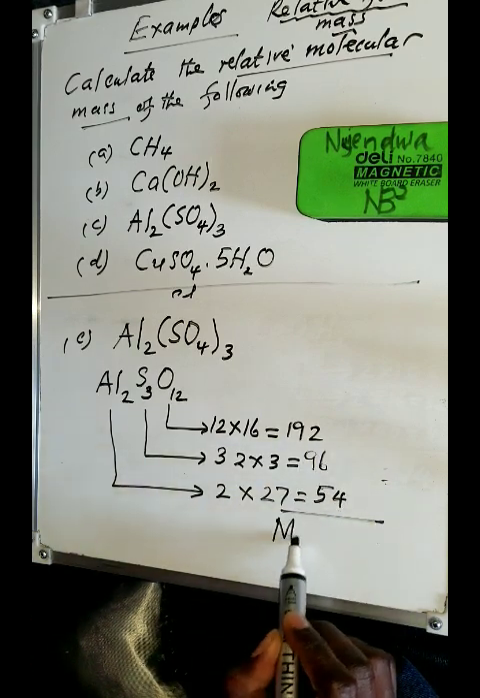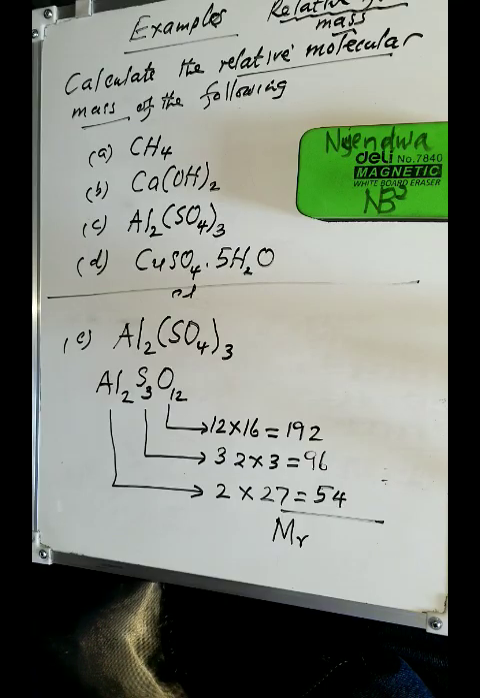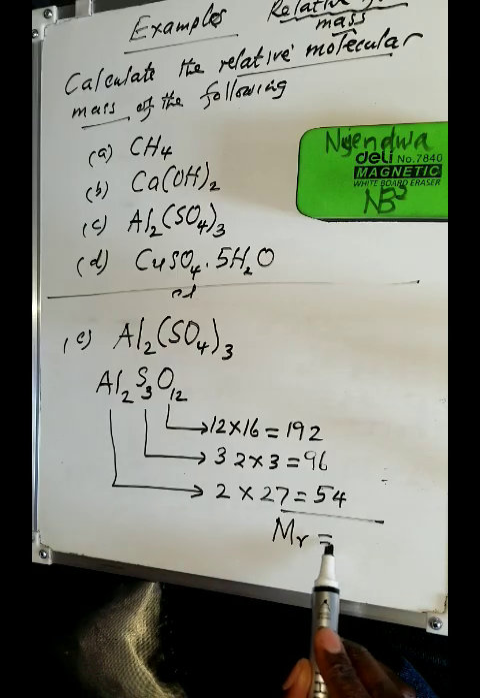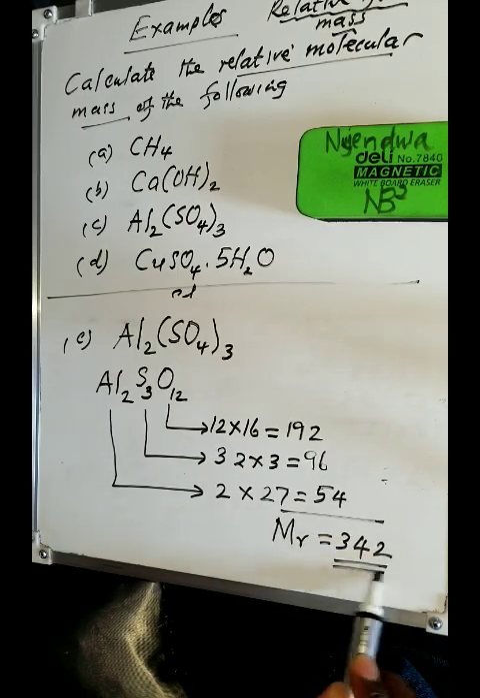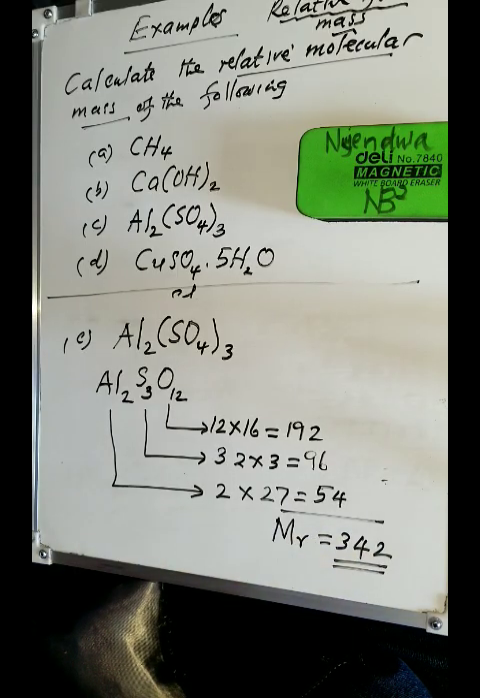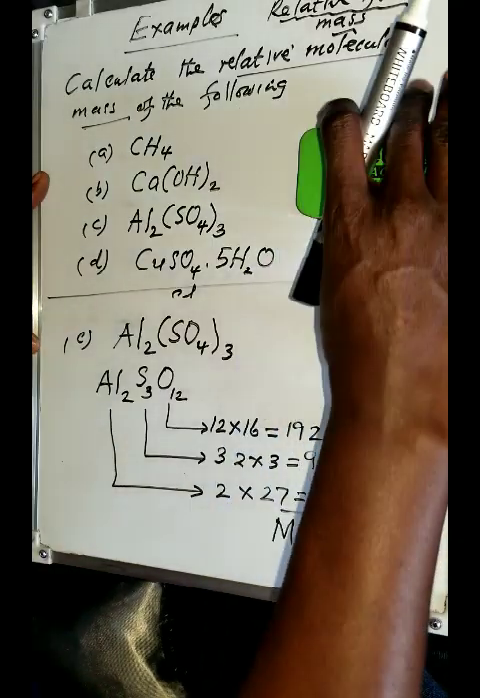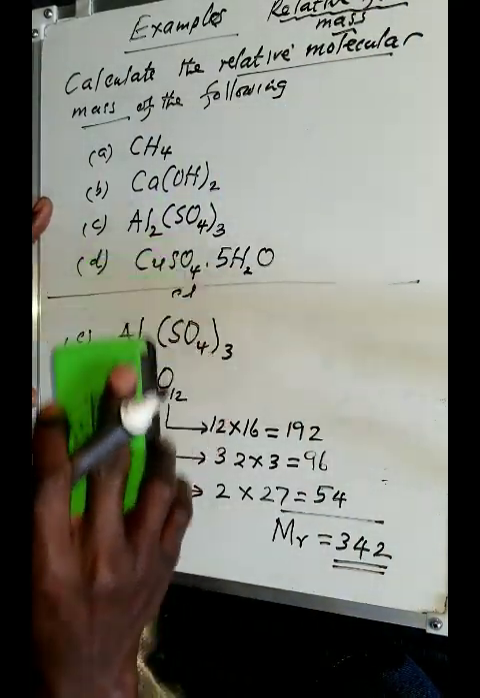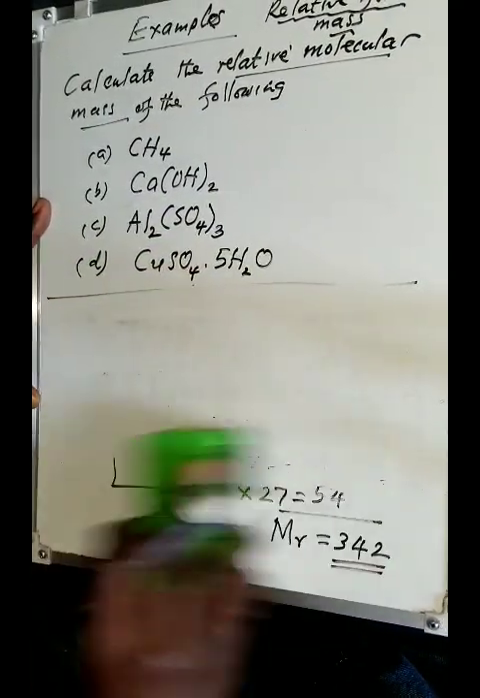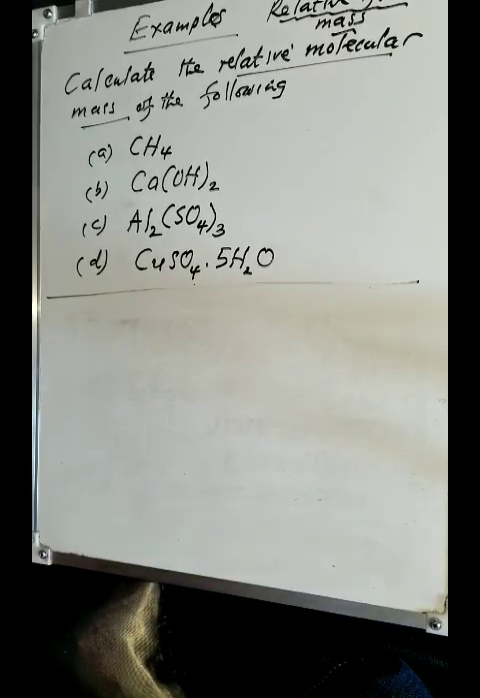So you can add now 192 plus 96 plus 54, and that is going to give you 342. So this is the relative molecular mass, sometimes called the relative formula mass. Well, let's conclude and actually look at the other one.